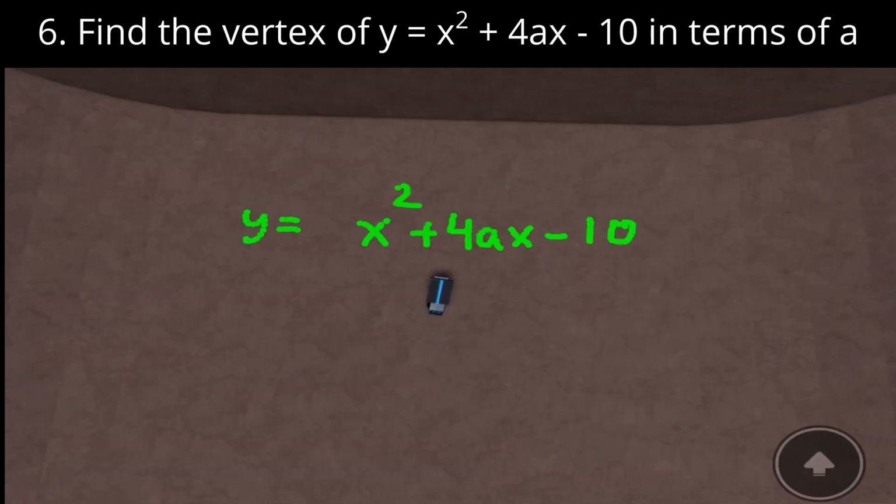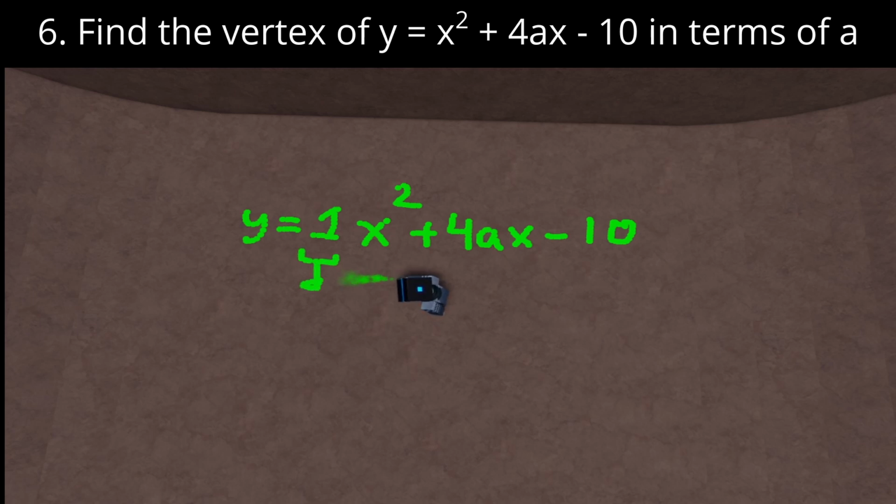In this problem, we need to find the vertex of y equals x squared plus 4ax minus 10 and write it in terms of a. So notice this is in standard form because it's ax squared plus bx plus c. And let's identify what those coefficients are. So our a value, that's just a 1 because x squared is the same as saying 1x squared. So 1 is our a. And then for b, be careful. This whole 4a over here, that's our b value because that's the total coefficient on x. So that's b. And then minus 10 is our c value, but that will not be important in this problem as you'll see.